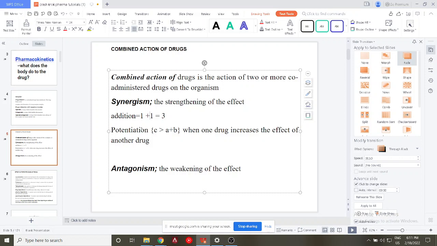The next term we should take note of is potentiation. Potentiation is when one drug increases the effect of another drug. So one drug increases the bioavailability of another drug. Basically, it increases the level of drug A in the blood. Then the next term is antagonism. This is like inhibits. It weakens the effect. Instead of stimulating, it inhibits. So remember, antagonism has a negative effect.